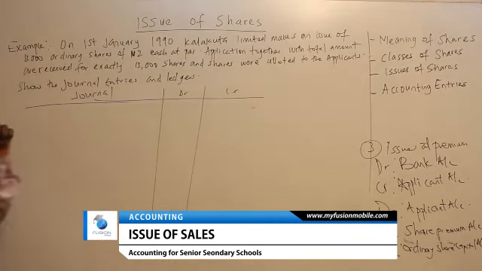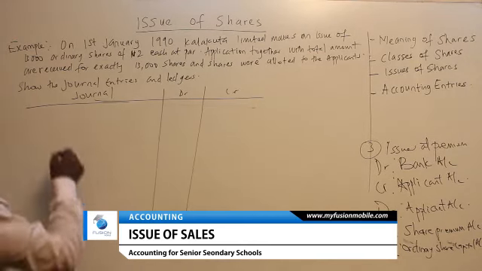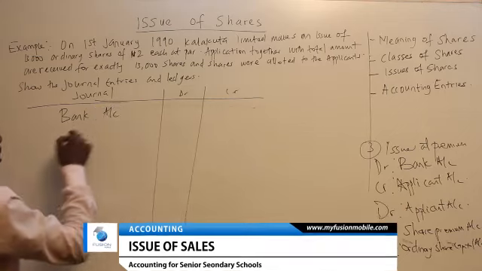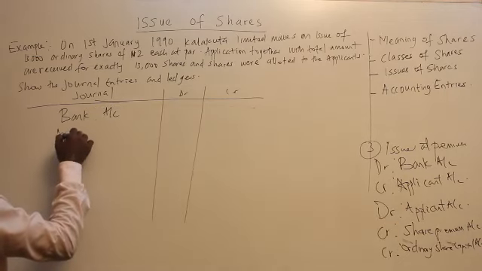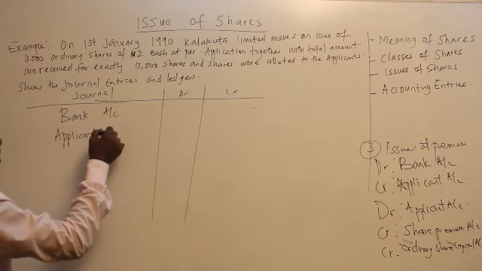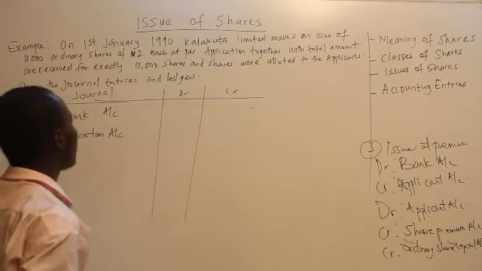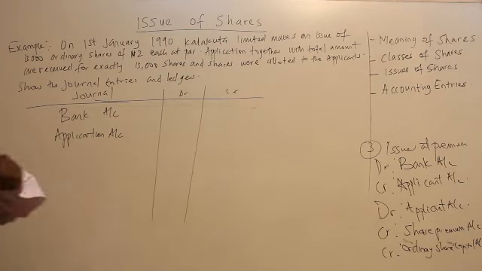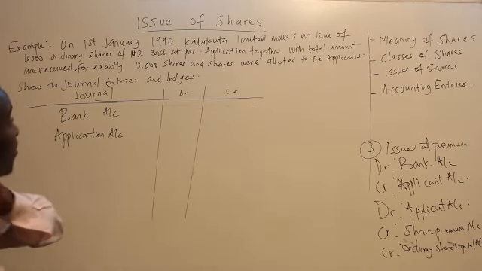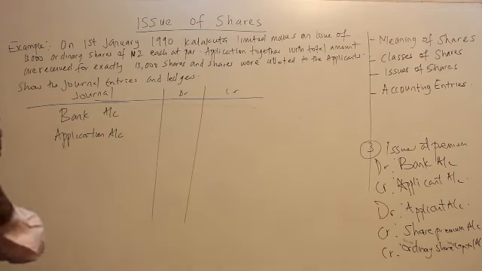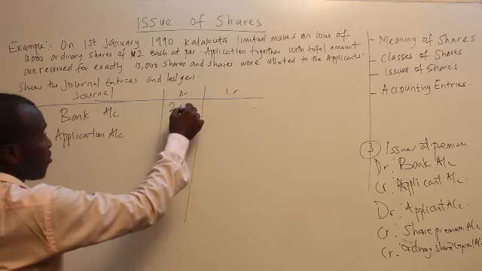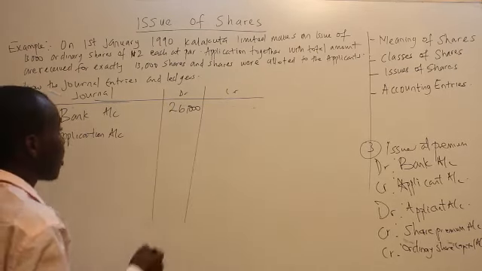Now, if money is received on application, we are going to debit the bank account as earlier, and credit the application account, that is the account of the applicants. All of the shares are allotted to the applicants, so 2 times 13,000 will give us 26,000 naira that will be paid by the applicants.